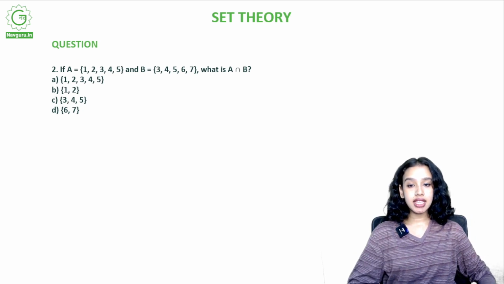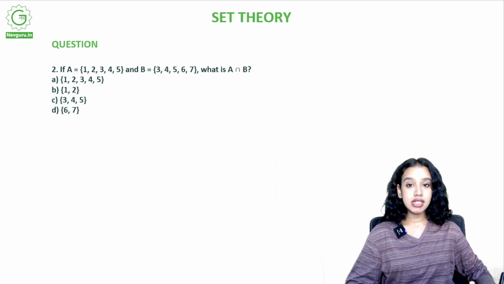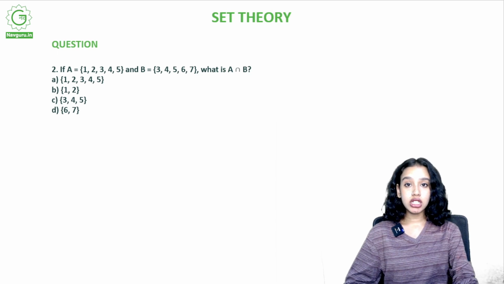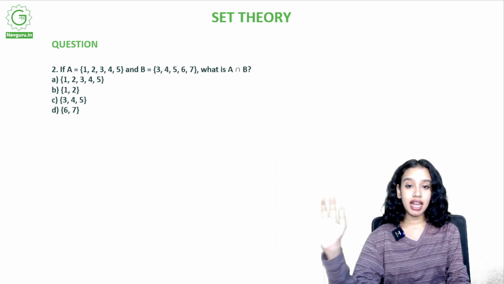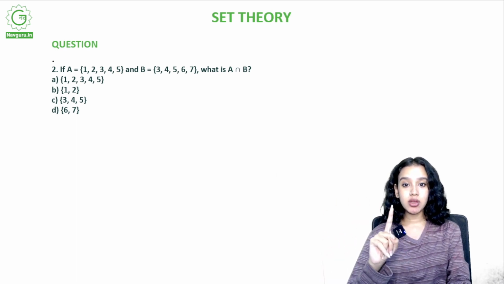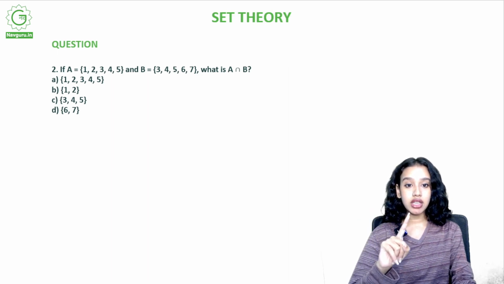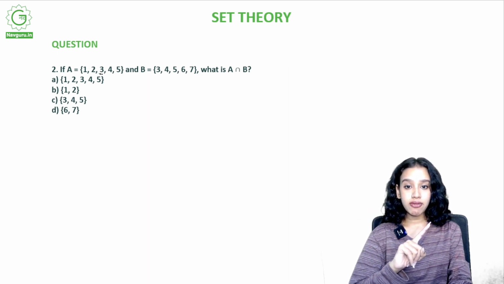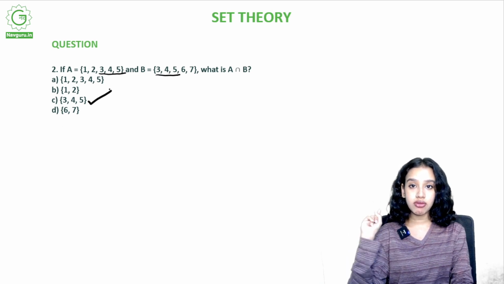Now, if A is equal to {1, 2, 3, 4, 5} and B is equal to {3, 4, 5, 6, 7}, what is A intersection B? So, what does intersection do? Intersection means the elements which are common in both A and B. Let's see what we have in A. We have 1, 2, 3, 4, 5. In B, we have 3, 4, 5, 6, 7. So 3, 4, 5 are common in both A and B. So the answer for this question is 3, 4 and 5.